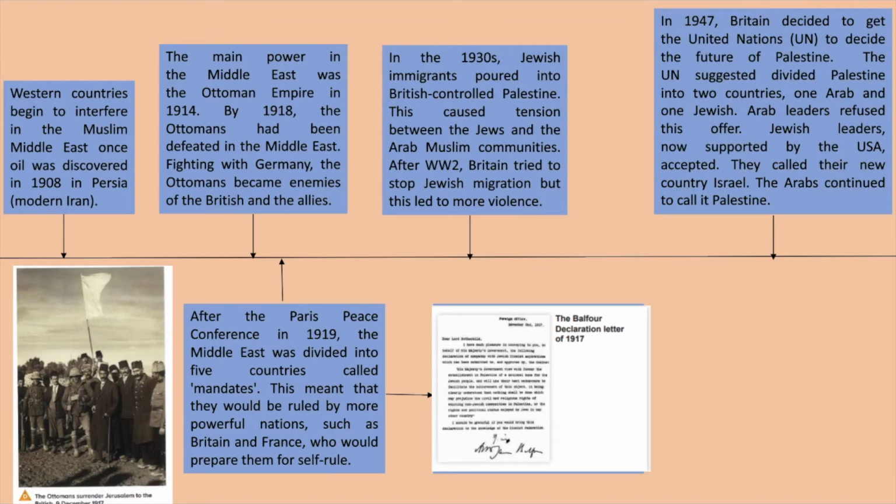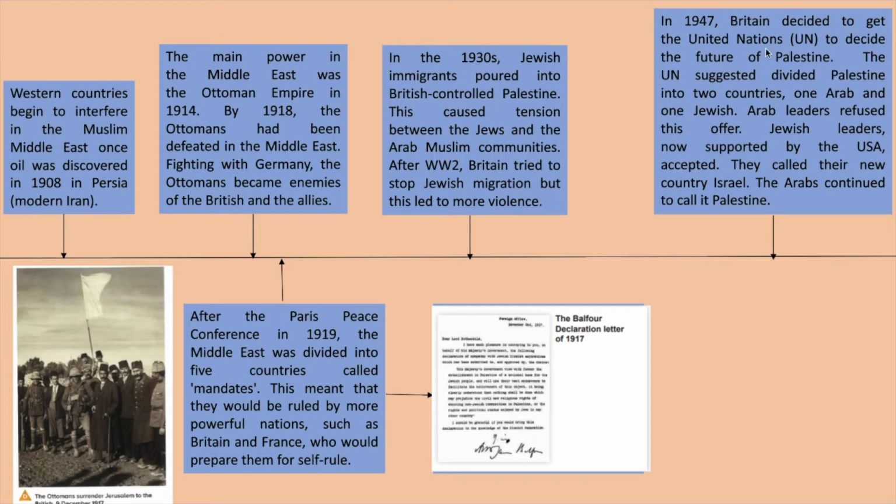So in 1947, Britain decided to get the United Nations to help decide the future of Palestine. The UN suggested dividing Palestine into two countries, one Arab and one Jewish. Arab leaders refused this offer and they continued to call the country Palestine. Jewish leaders, who were now supported by the USA, accepted and they called their new country Israel.